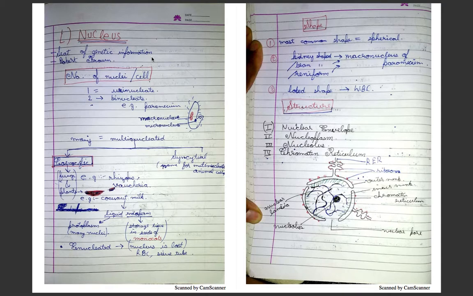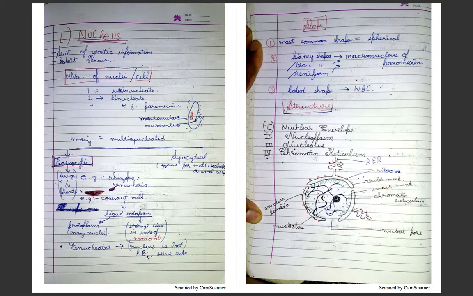Multinucleated cells are again of two names: coenocytic and syncytial. Syncytial is used for multinucleated animal cells, and coenocytic is used for the fungi and plants. Example: rhizopus, and coconut milk has liquid endosperm, which has many nuclei. The endosperm is the storage tissue in the seeds of monocots.